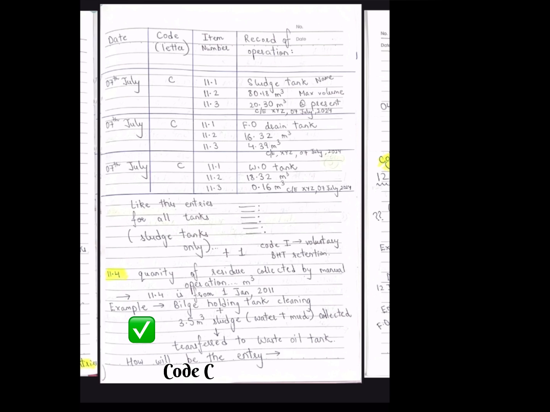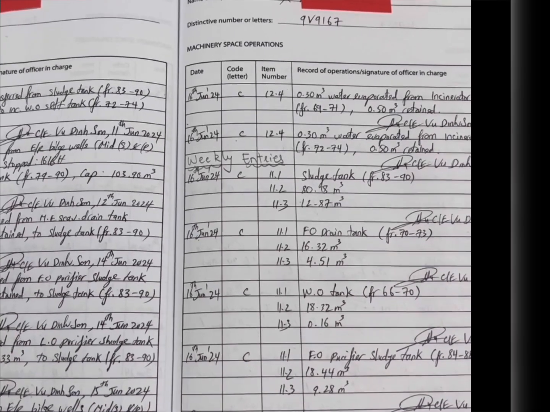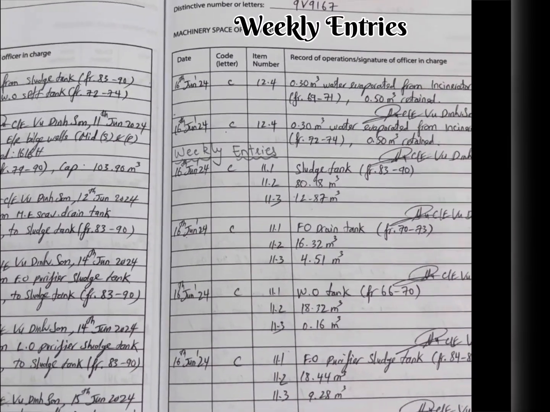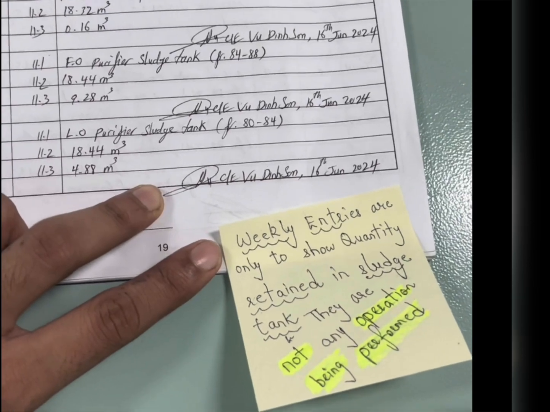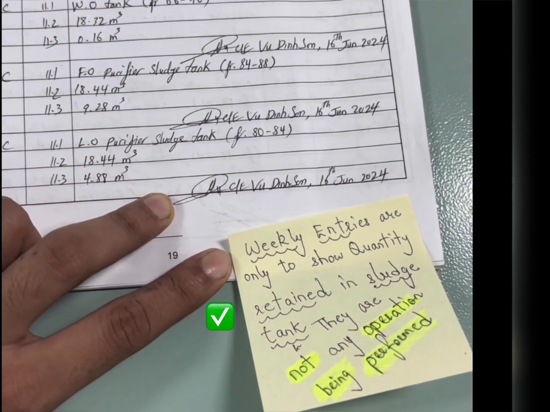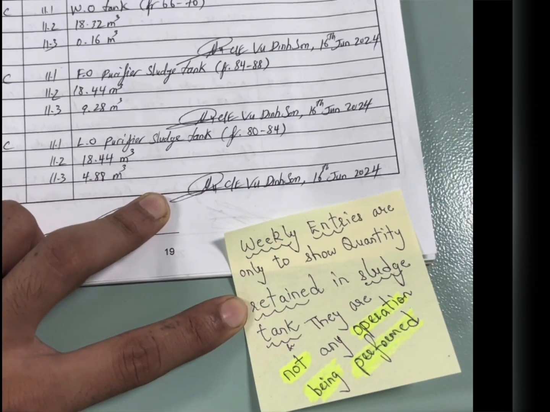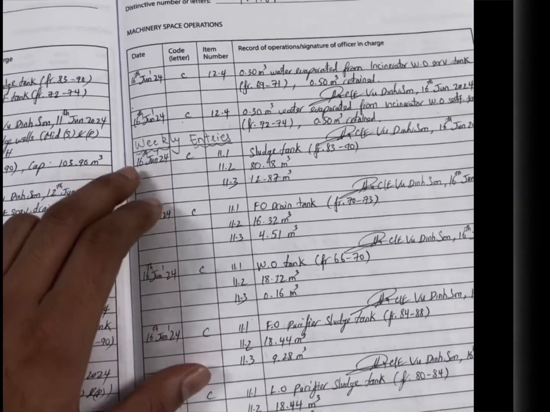Here I have shown you an example. You can go through this. Here is the record of the weekly entries to be made in the oil record book on my ship. First of all, we should know what we mean by weekly entries. Weekly entries are only to show the quantity retained in the sludge tank, and they are not any actual operation being performed. So what are the weekly entries?